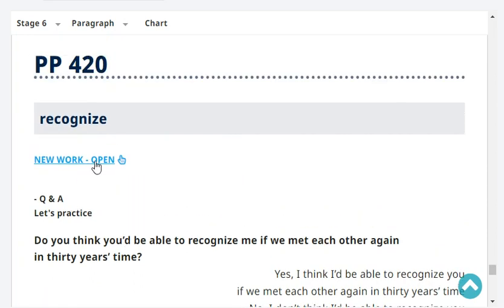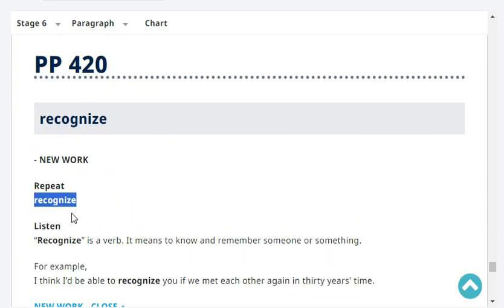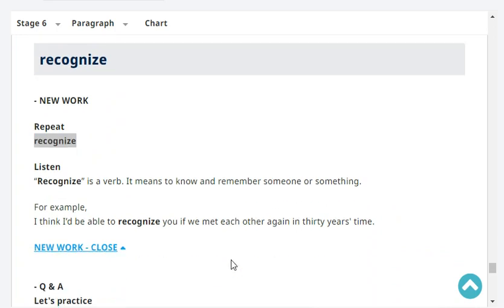Next, repeat. Recognize. Very good. Okay, listen. The word recognize is a verb. It means to know and remember someone or something. For example, I think I'd be able to recognize you if we met each other again in 30 years' time.